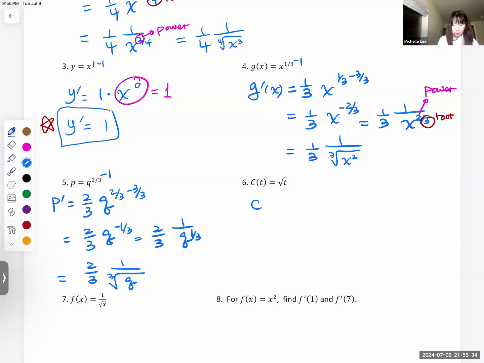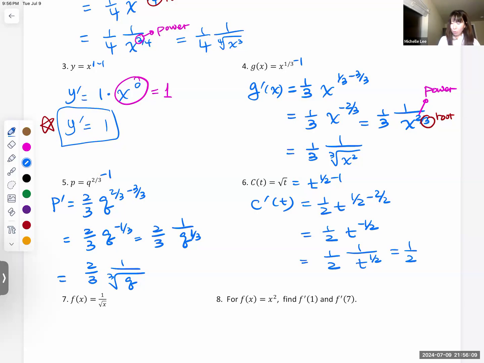Okay. C prime of t? We don't see the power, right? But then the square root, what do you get? t to the 1/2 power, right? So we drop the power, t to the -1 for the reduced power. So in that case, 1/2 minus 2/2. So that will be 1/2 t to the -1/2. Then there's 1/2, 1 over t to the 1/2, which is 1/2, 1 over the square root of t.